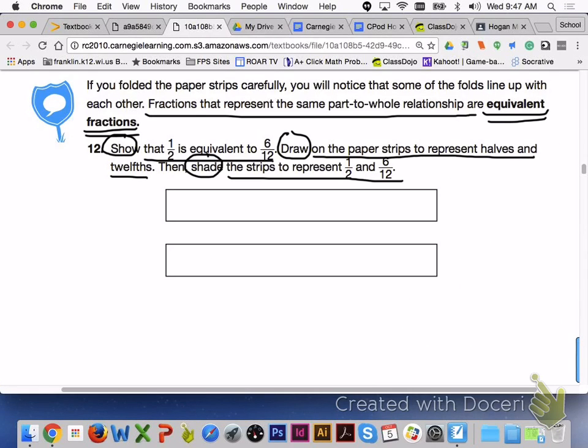Turn to page 133. If you folded the paper strips carefully, you will notice that some of the folds line up with each other. Fractions that represent the same part-to-whole relationship are equivalent fractions. Answer number 12 with your group members.